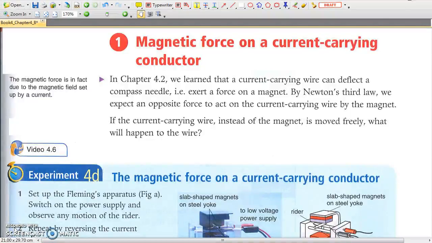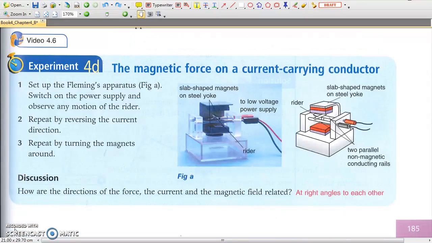A current produces a magnetic field, which deflects a compass. By the third law, there should be a force on the current by the magnet. We should even see the current-carrying wire move if the magnet is fixed, if the wire is light enough.